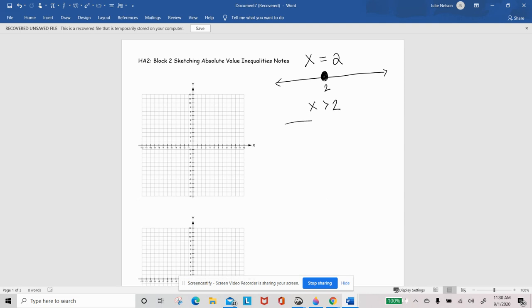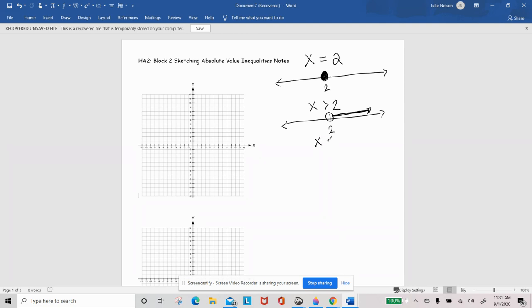Now, x is greater than 2 means it doesn't equal 2. It could be 2.00005, but it's not exactly 2. It could be 3. It could be 7. Be 9. Numbers that are bigger than 2 are numbers to the right, but they're not exactly on 2. They're to the right of 2. So notice that's not a closed circle like the previous one. It's an open circle.